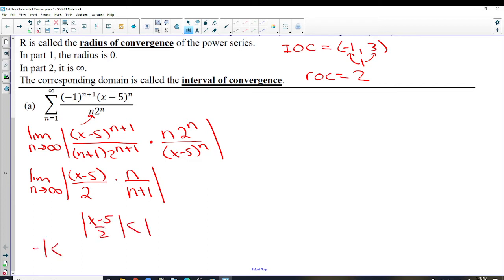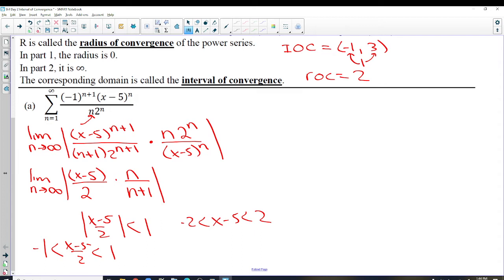So negative 1 less than x minus 5 over 2, less than 1. Multiply by 2. Oops, 2, not 1. Well, now we have our radius of convergence.